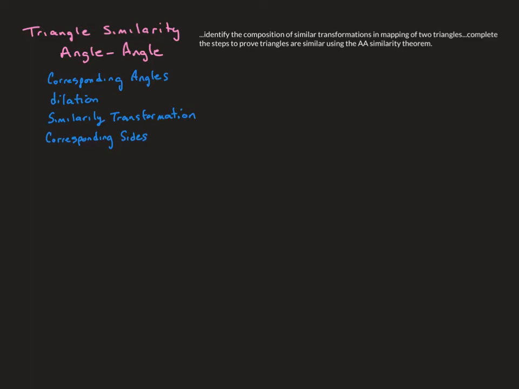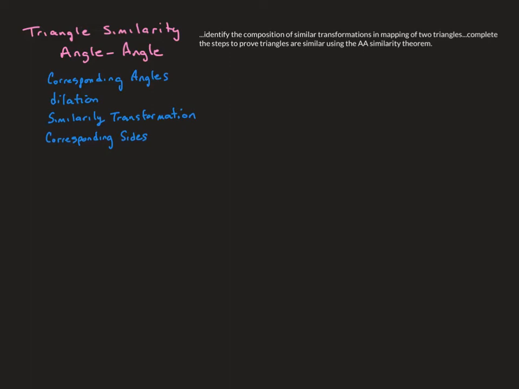Dilation, of course, we want to remember that a dilation preserves the corresponding angle measure and creates equal ratios between the corresponding side lengths based on the scale factor of the dilation. And let's see here, a similarity transformation is a transformation on the plane that preserves our angle measure.